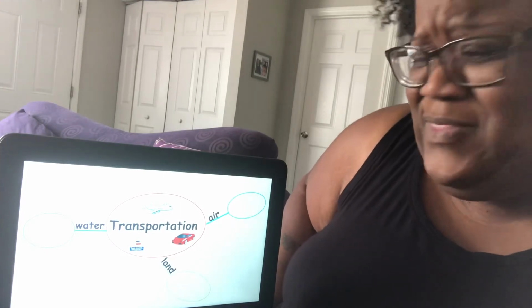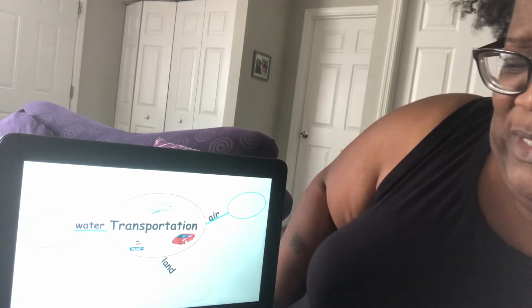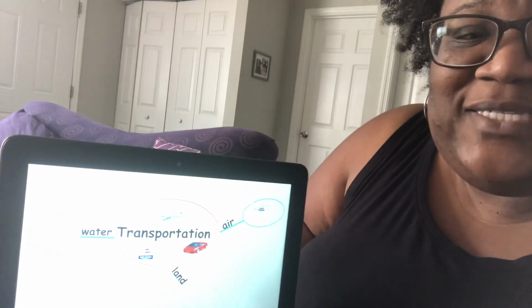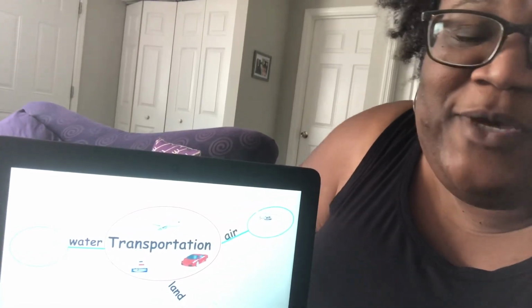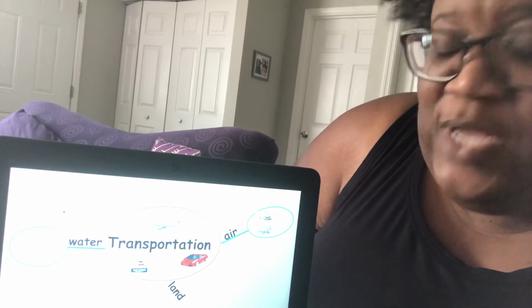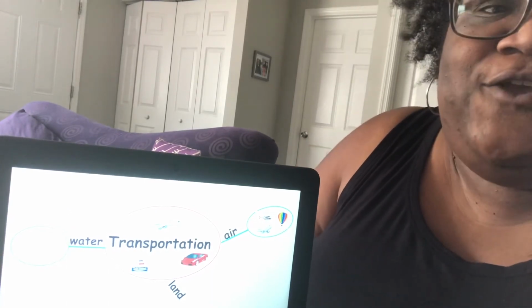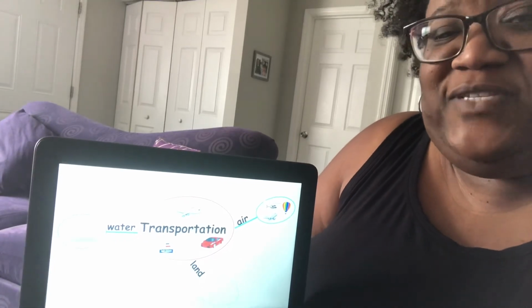Well, what are some of the different air transportations? I don't know if you can see, but that's a helicopter. It would be bigger, it'd be on screen. And then you would have the airplane and a hot air balloon. And you would continue on to the different things that they've said.